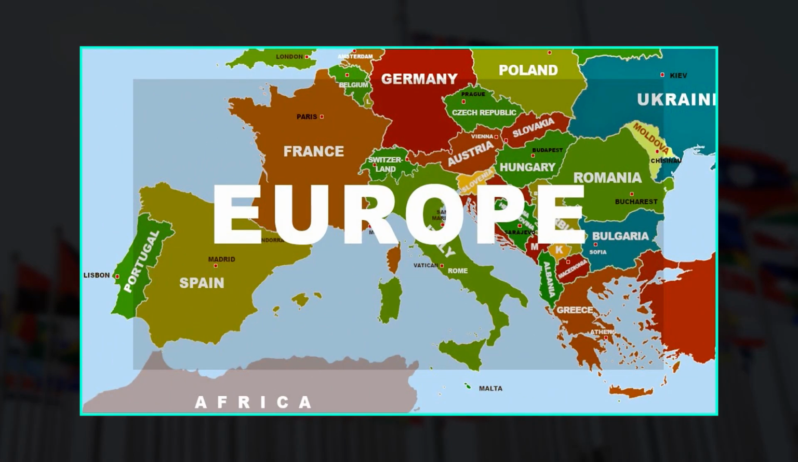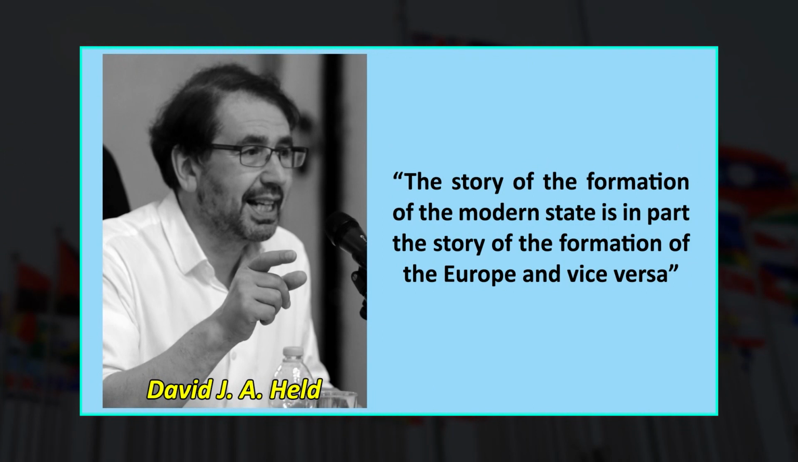Dear students, the roots of modern state system lie in the geographical territory that we know as Europe. As famous political scientist David Held pointed out, and I quote, "The story of formation of the modern state is in part the story of formation of the Europe and vice versa," unquote. From Europe, this system spread to the rest of the world through colonialism.